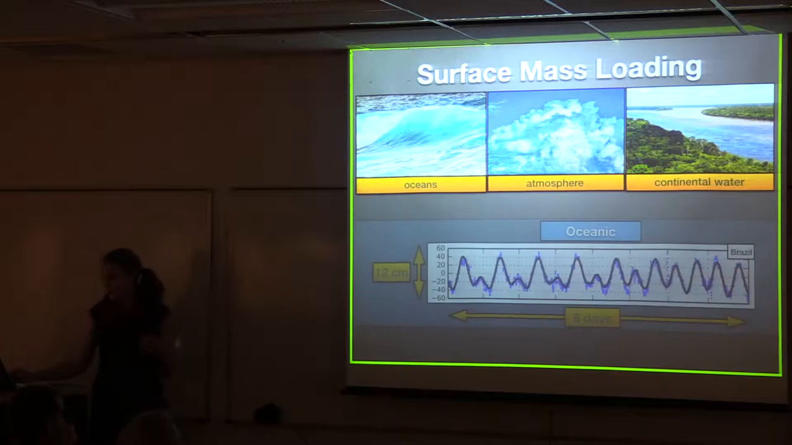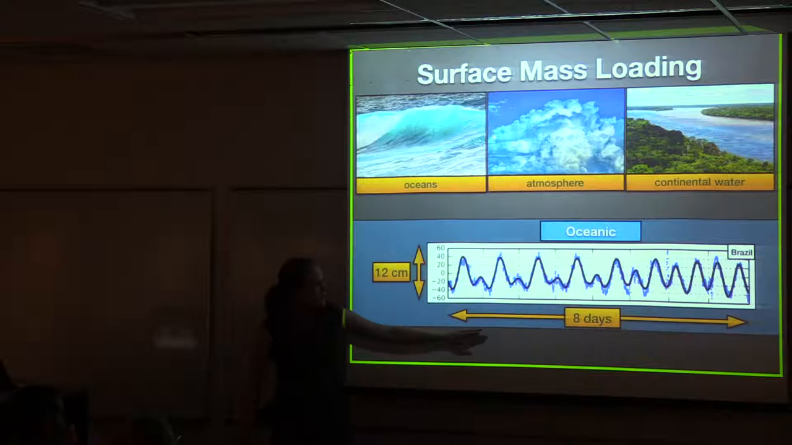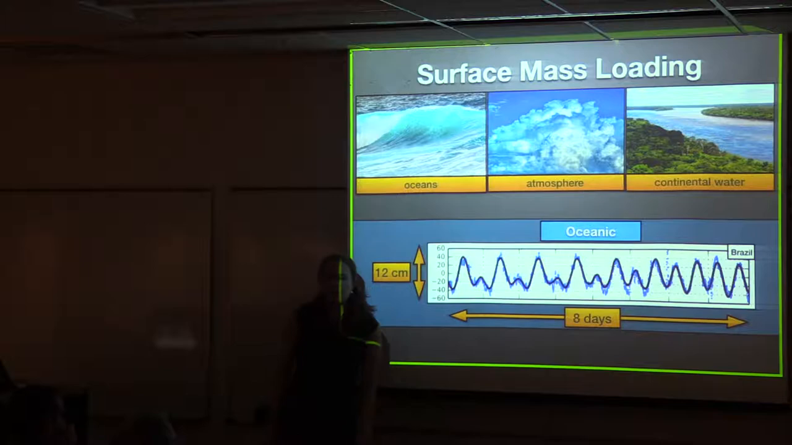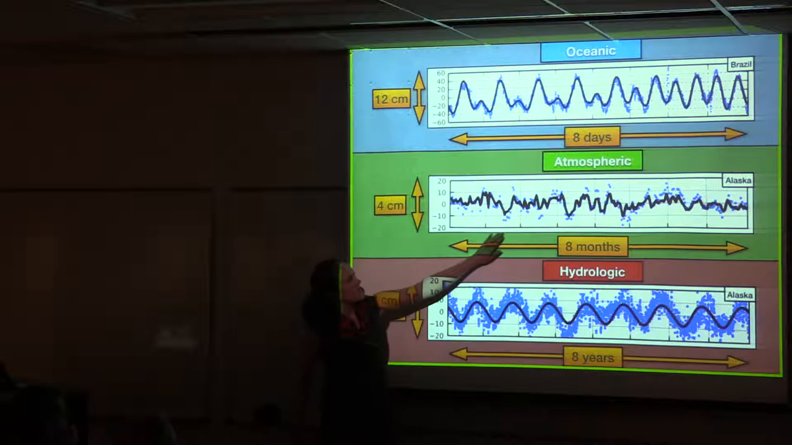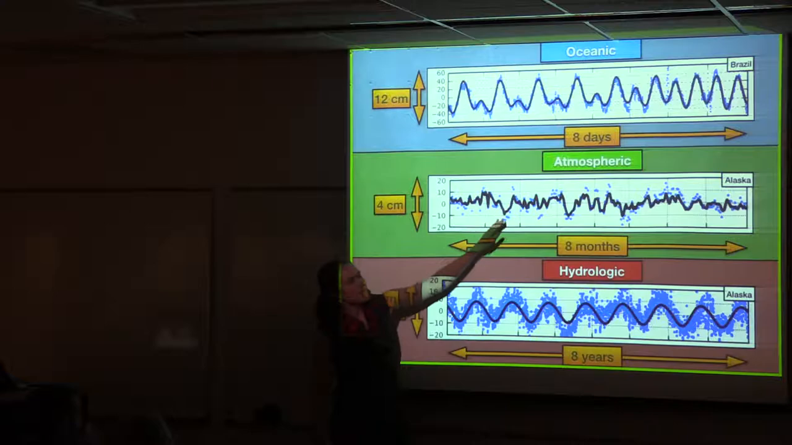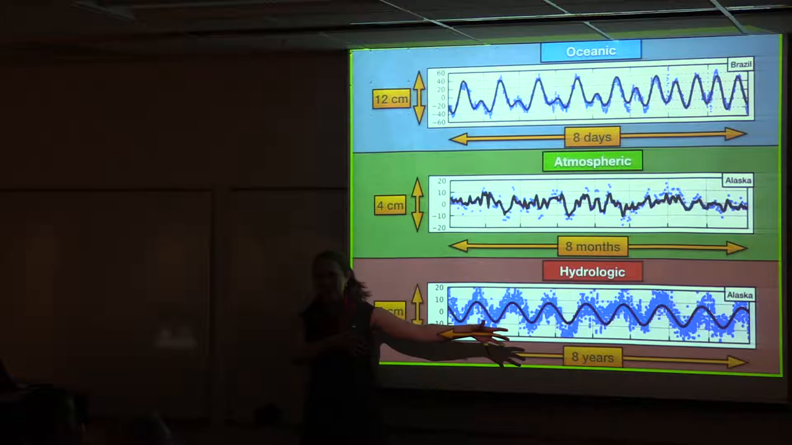So, for instance, we had looked at a time series like this before. This is about a week. And we can see that most of this variation in the GPS time series is explained by ocean tidal loading. If we look at another time period, this is now 8 months, we can see that much of this scatter, this is a station in Alaska, can be explained by high and low pressure atmospheric weather systems coming through the area. So even the atmosphere has mass, and the Earth responds to that as well.